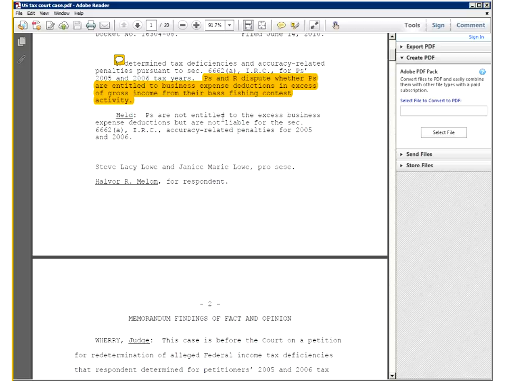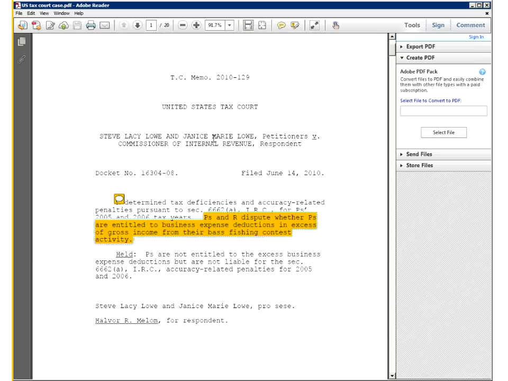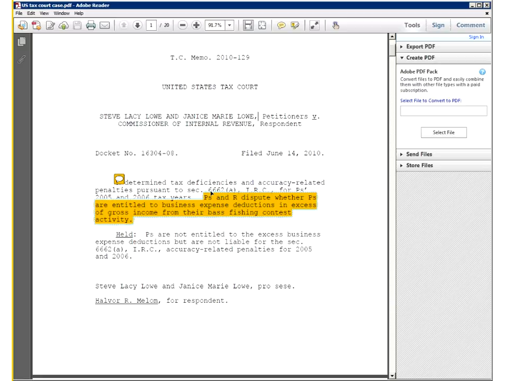Okay, so what I've highlighted when you go through this is what I thought were the most important parts of this tax court case. PS is the petitioner. That's the guy's name here, Steve, and the IRS is the respondent.